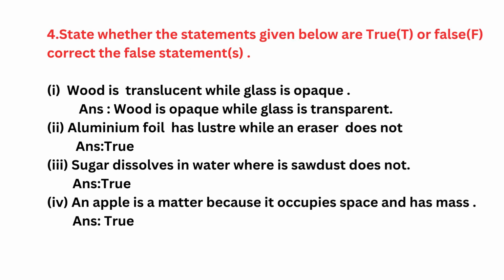Question number 4. State whether the statements given below are true or false. Correct the false statements. First one, wood is translucent while glass is opaque. The correct answer is wood is opaque while glass is transparent. Second one, aluminium foil has lustre while an eraser does not. Answer, true. Third one, sugar dissolves in water whereas sawdust does not. Answer, true. Fourth one, an apple is matter because it occupies space and has mass. The correct answer is true.